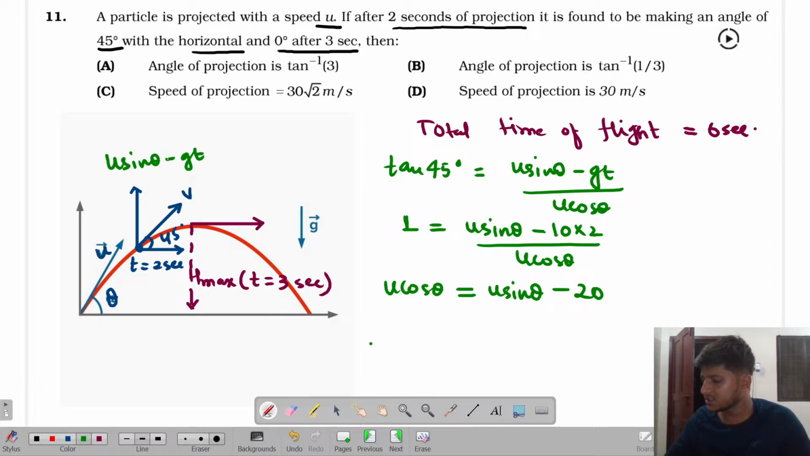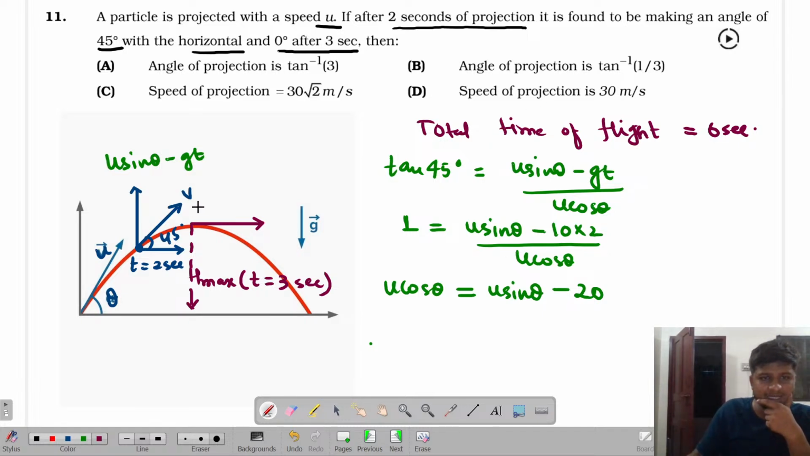Others, are they here or have they gone? Are you guys here now? So look over here. As I got my relation of u cos theta and u sin theta, what is left now? What can we write? The options are: angle of projection is tan inverse 3, angle of projection is tan inverse 1 by 3, speed of projection is 30 root 2. So basically, you tell me one thing.